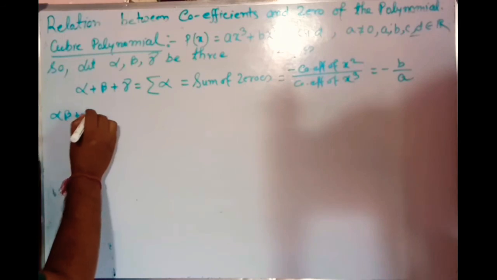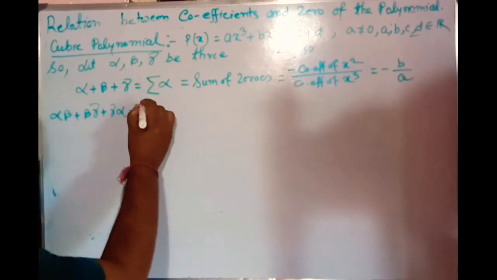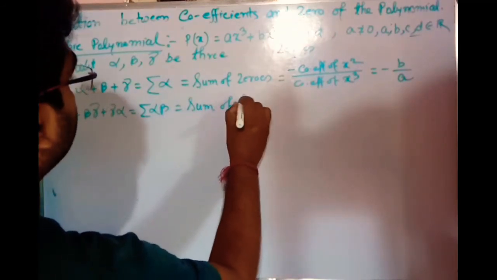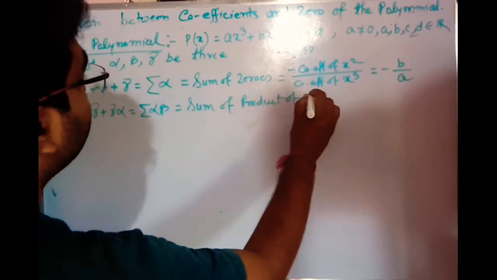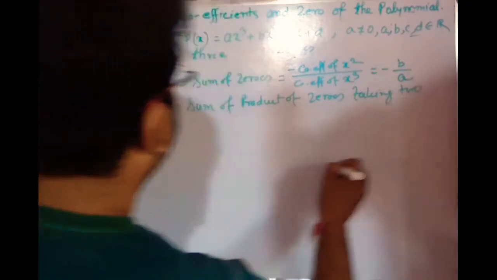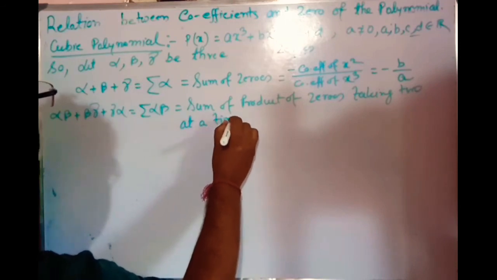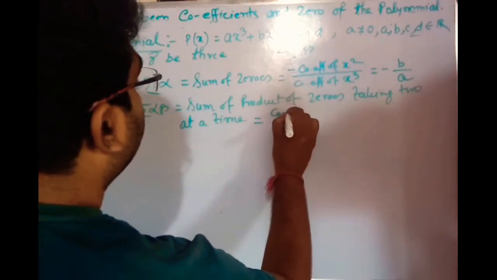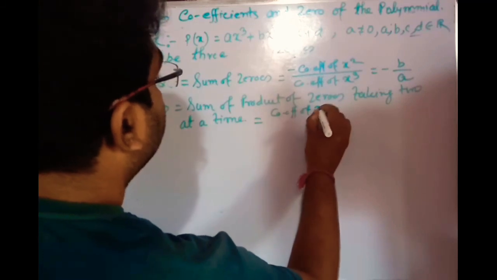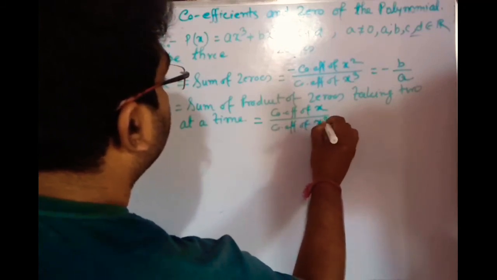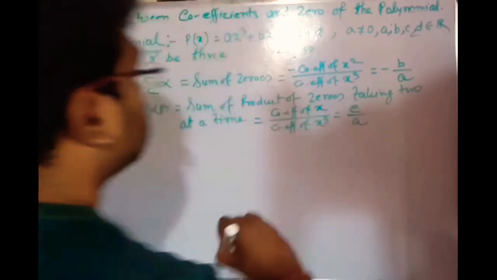Next, alpha beta plus beta gamma plus gamma alpha, that is the summation of alpha beta, the sum of the products of zeros taking two at a time, equals the coefficient of x by the coefficient of x cube, that is c by a.